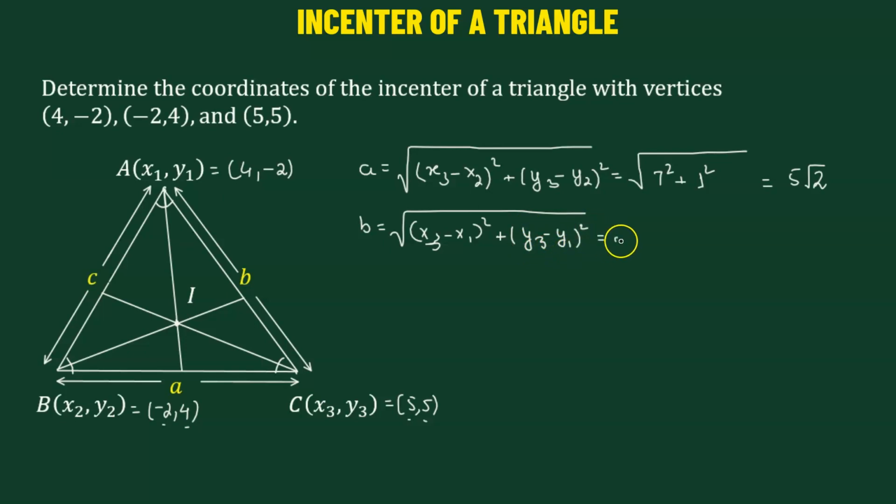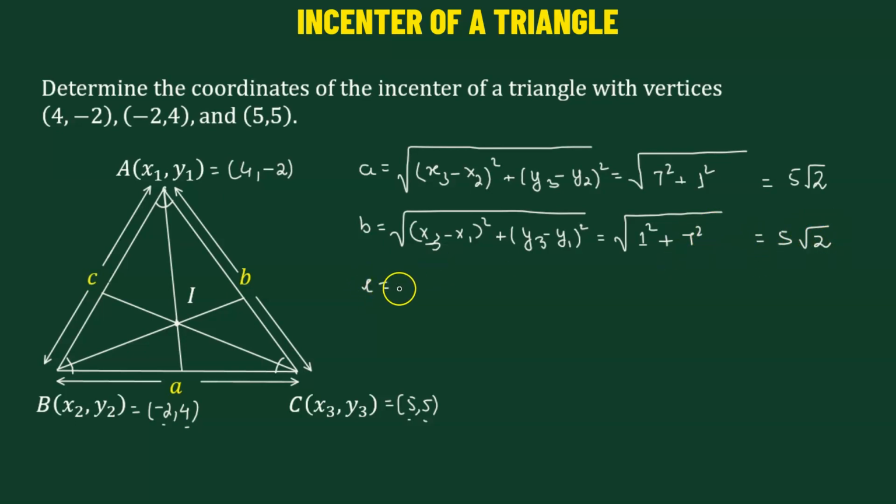So this is going to be equal to, we'll take the square root. Now what is x3 minus x1? x3 is 5, x1 is 4. So we have 5 minus 4, that's going to be 1 squared. Add it to y3 minus y1, so that's 5 minus -2, that's going to be 7 squared. So that means this value also comes out to be 5 times square root of 2.